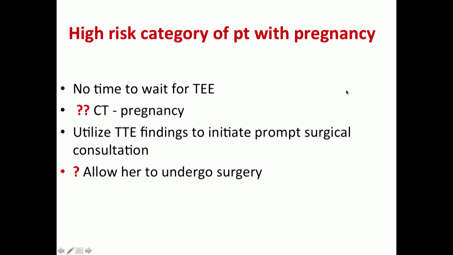So this is a patient who is in a high risk category with pregnancy. We have no time for transesophageal echo. We cannot go for CT also because she is pregnant. So what we did, we utilized the transthoracic echo findings to initiate the prompt surgical consultation. We gave an emergency call to the cardiac surgeon, and we allowed the patient to undergo the surgery. Now my question is, can we allow the patient to go for surgery only with transthoracic echo findings?